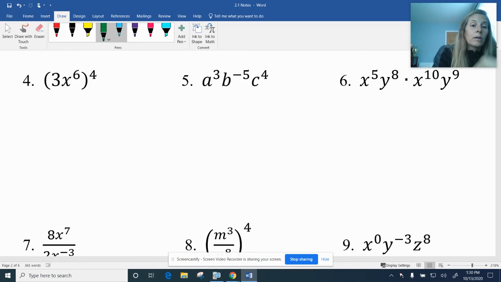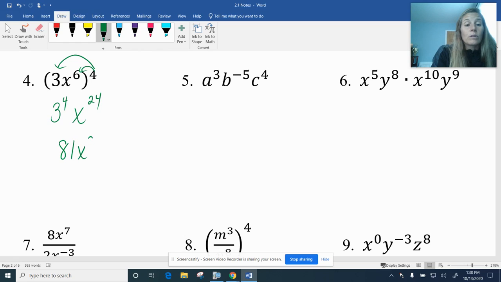Okay, number 4, this 4 is going to go to the 3 and the x to the 6th power, making it 3 to the 4th times x to the 24th. And then, of course, 3 to the 4th works out to 81.